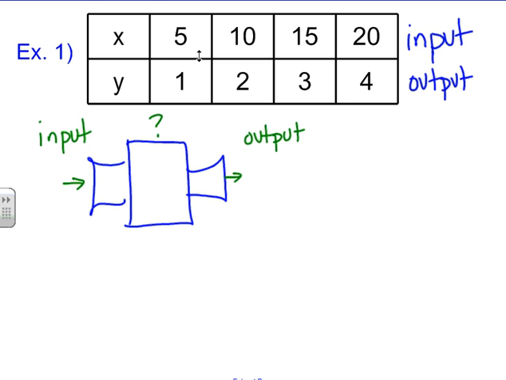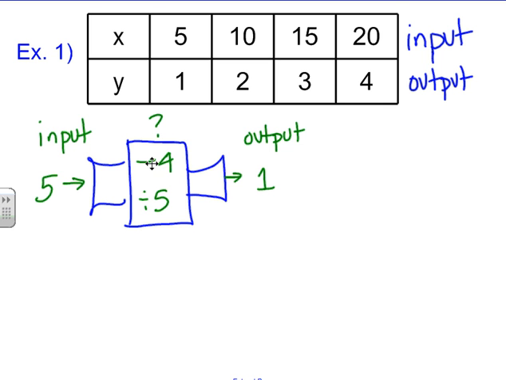So when we see our inputs going into the machine and coming out smaller, that means we have to look at two specific operations. First off, we're going to look at subtraction and division. These two will help us make things get smaller. So let's put in a 5 and see what happens, because we want to get a 1. We want our output to be a 1. Well, if we have a 5, we could subtract 4 and that would get us 1, or we could divide by 5 and that could get us 1.